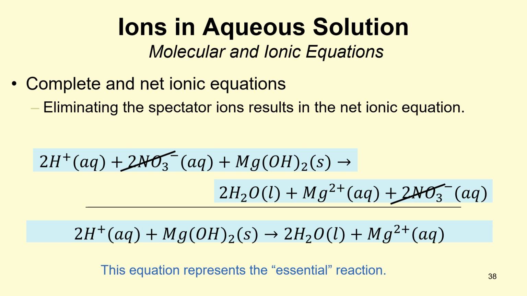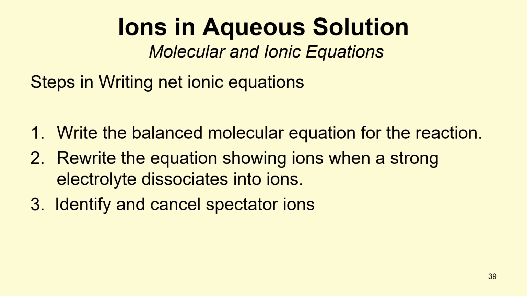So these take a lot of practice, and I know on Canvas I have some practice sheets. I would recommend practicing them. They take a little practice. So I'm just going to sort of summarize the steps that you want to do. First, take the molecular equation. Make sure it's balanced before you do anything. Rewrite the equation showing the ions if it's a strong electrolyte.